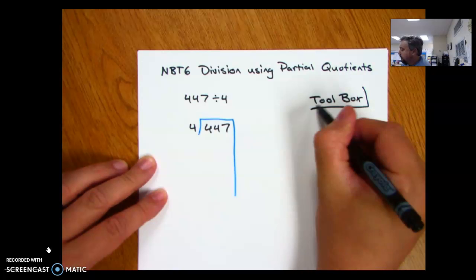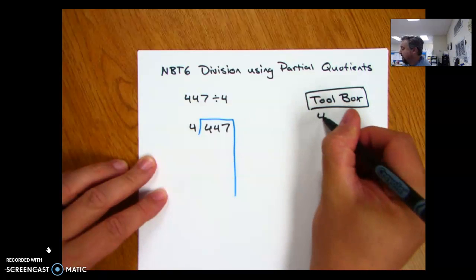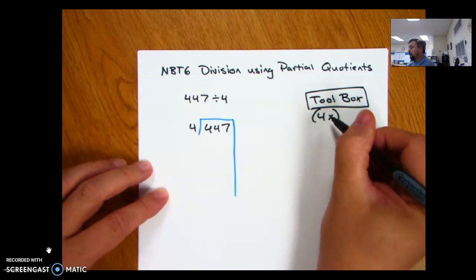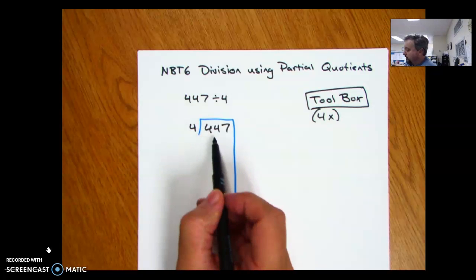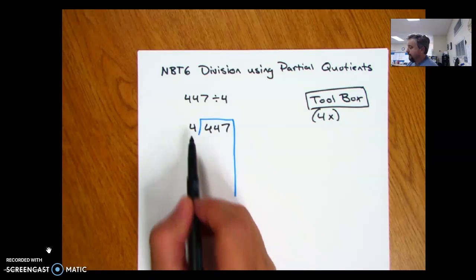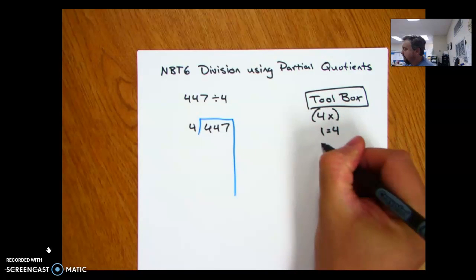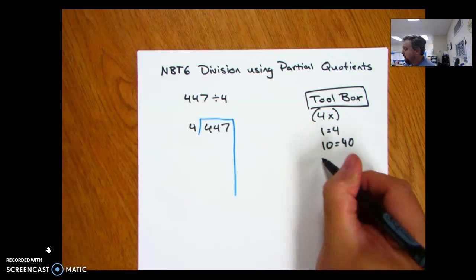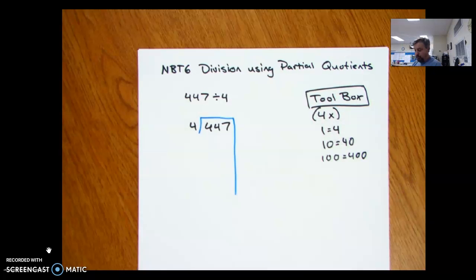The star of our toolbox will always be our divisor. So that means it will be the one factor that is true in every partial quotient that we're trying to pull out. So 4 goes into 447. Let's see. I know 4 times 1 equals 4. 4 times 10 equals 40. And I also know that 4 times 100 equals 400. Now that is the first partial quotient that I'm going to remove.